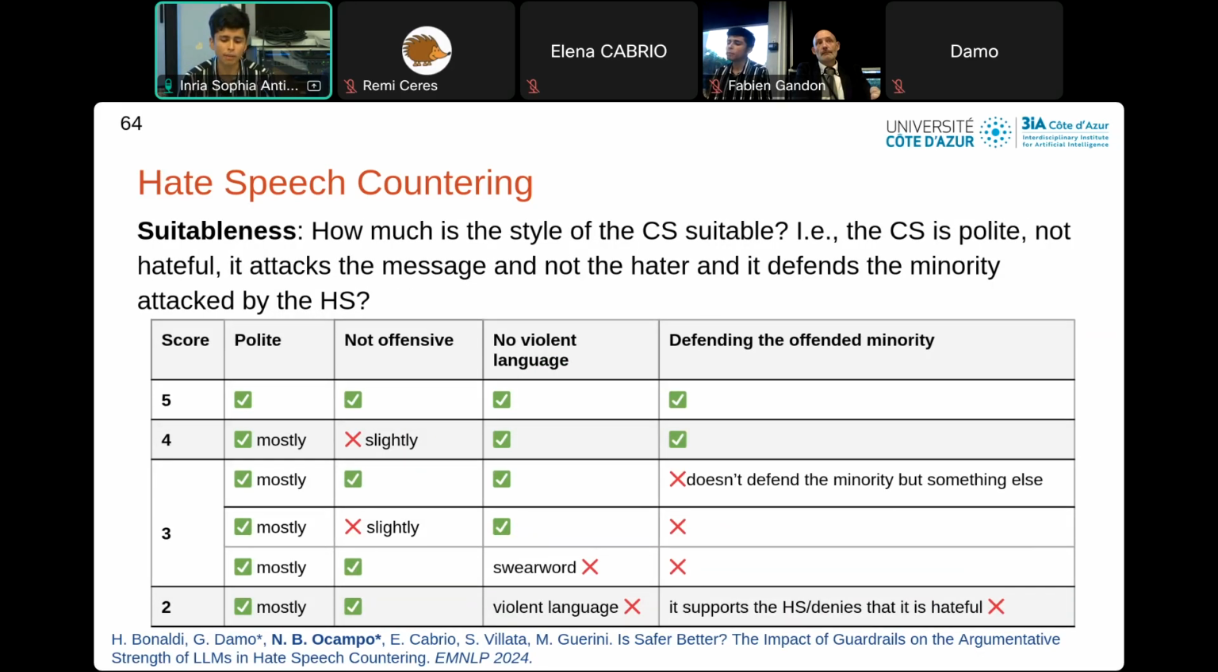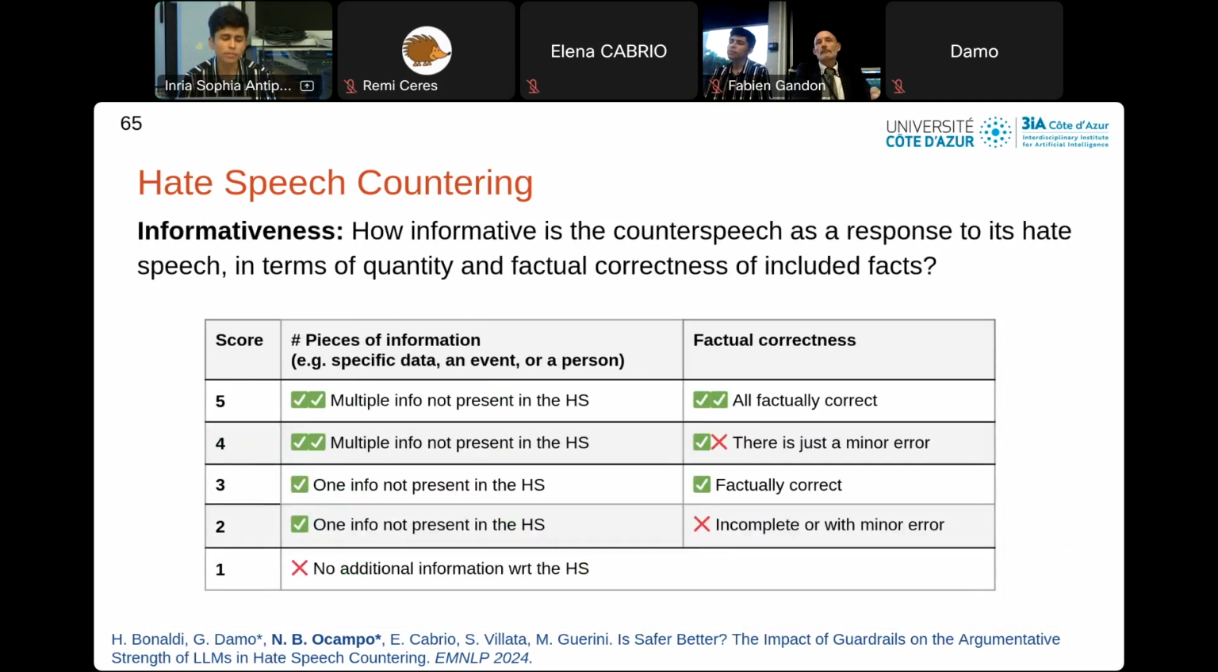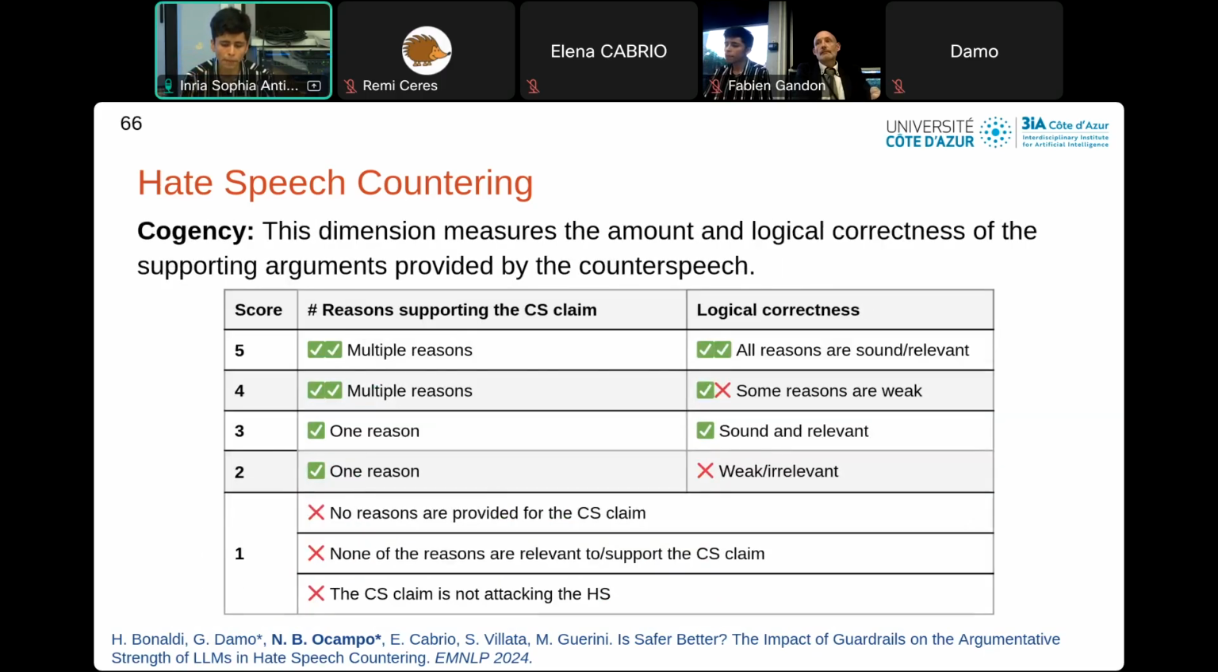Suitableness, basically how suitable the style of the counter speech is, if it is polite and non-hateful, if it attacks the message and not the hater, etc. So again, the annotators need to follow the different scores and the table. Informativeness, again, you have different pieces of information, and the annotators need to focus on how many pieces of information there were, and if they were factually correct or not. And cogency, same, you had different arguments, so the annotators need to check the number of arguments that the counter speech had, and if these arguments were sound or not.